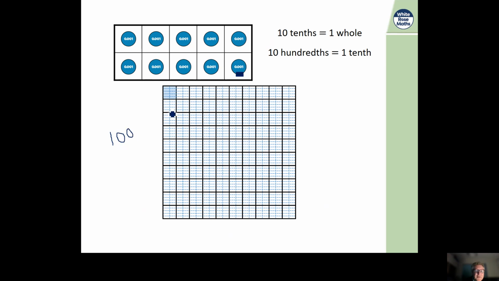Now, if that's 100 and that's 100, because we know that it's 100 because it's a square, and 100 times 100.